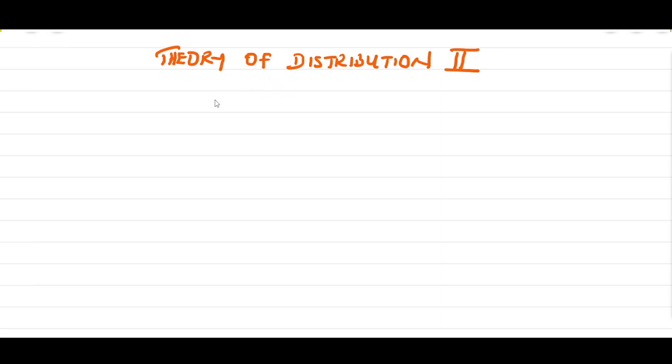Hello, welcome back. So this is the second part of the theory of distribution. Now in this part, we're going to examine the more general case. Last time we discussed the case where we had to distribute a plus b multiplying x plus y.